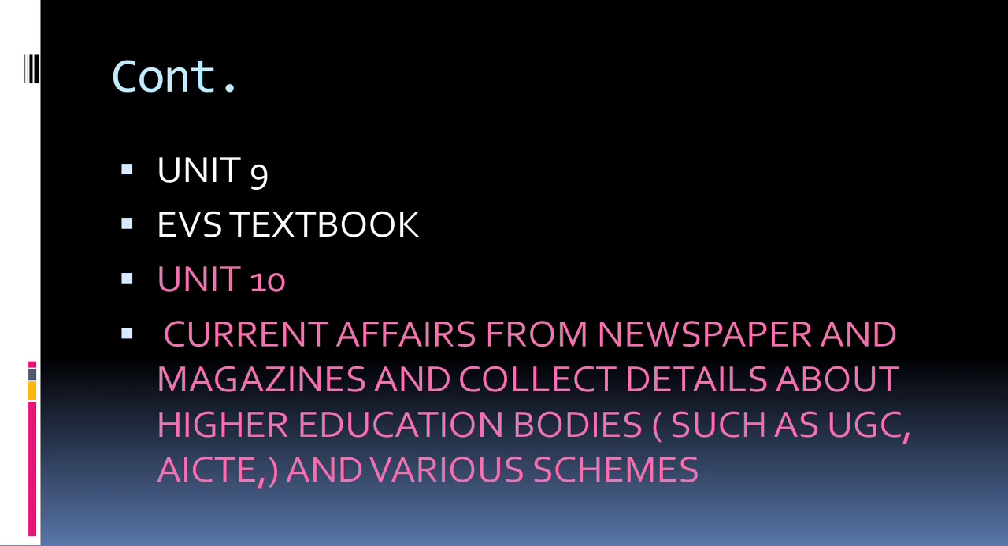Now let's move to Unit 10. Unit 10 is based on higher education systems, and the different topics are based on current affairs most of the time. Any recent schemes that have come up, or any changes in the previous schemes, or any changes in the higher education body compositions, etc. Please refer to current affairs from newspaper and magazines regarding higher education, and also collect details about higher education bodies. You can refer to the Wikipedia pages of such higher education bodies such as UGC, AICTE, MCI, DCI. So collect details about this.